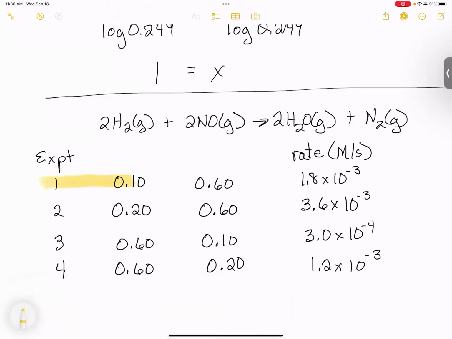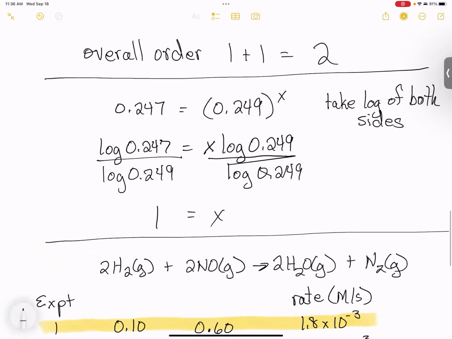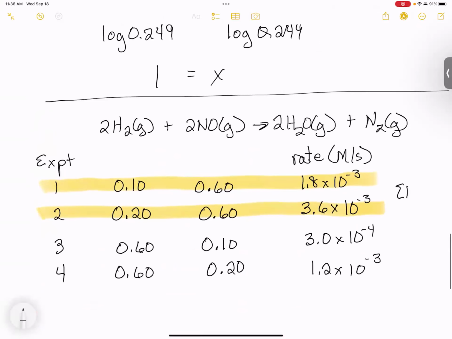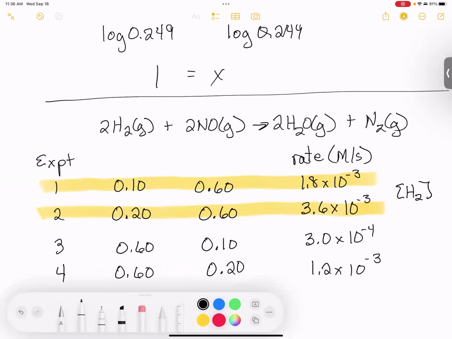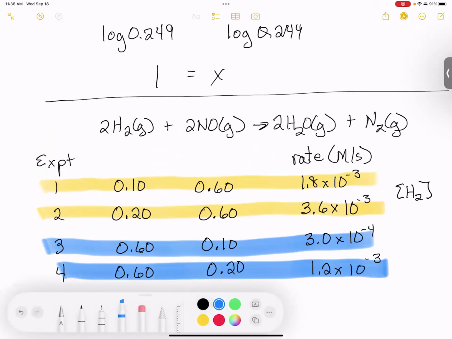Just so you know, experiment 1 and experiment 2 is what I would have chosen to determine the hydrogen order, whereas experiment 3 and experiment 4 is the one I would have chosen to determine the NO order.